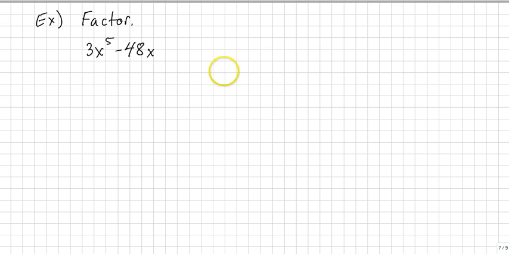So let's factor this one. Let's do the greatest common factor first. The only thing that goes into 3 is 3 itself, or 3 and 1. But 3 also does go into 48, so they both have a 3 in common. This one has 5 x's and this one has 1 x, so they do have an x in common. So this time we actually do have a greatest common factor that's worth factoring out.